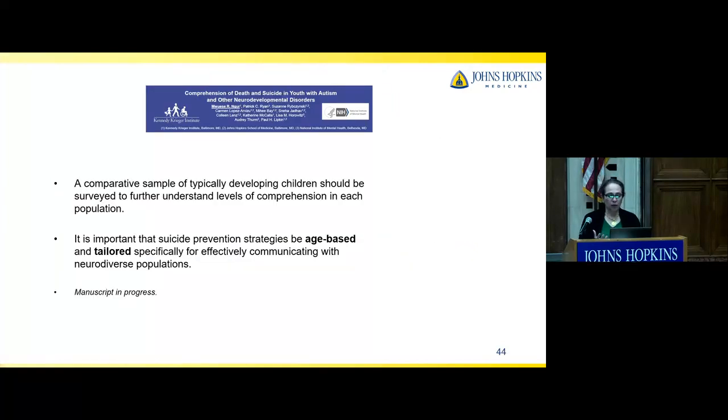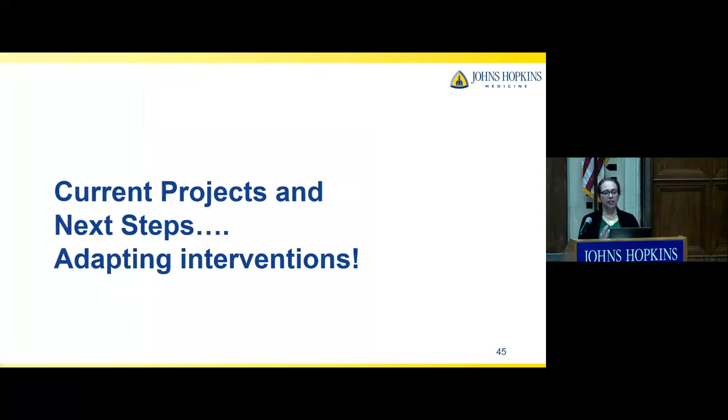Now, a comparative sample of typically developing children should be surveyed to further understand the level of this population. And it is important that suicide prevention strategies be age-based and tailored specifically for effective communicating with neurodiverse populations. So these, again, brought more questions and the next steps, which are adaptive interventions.